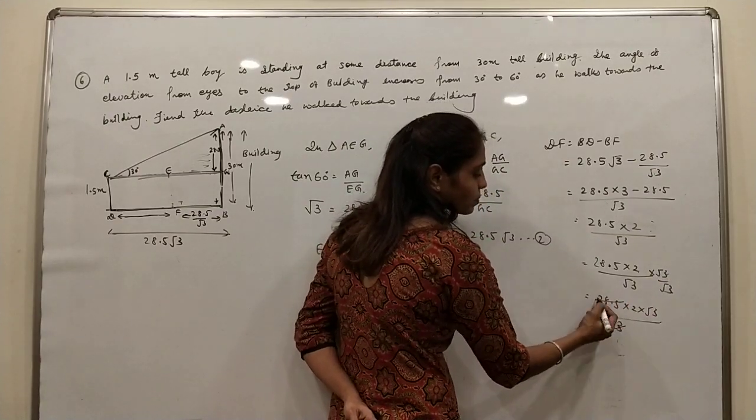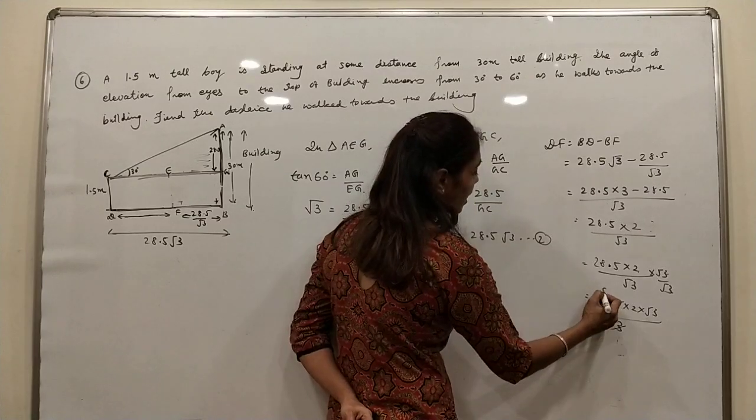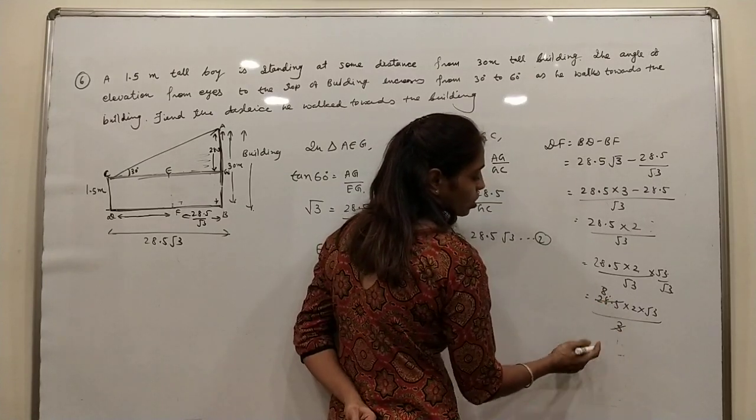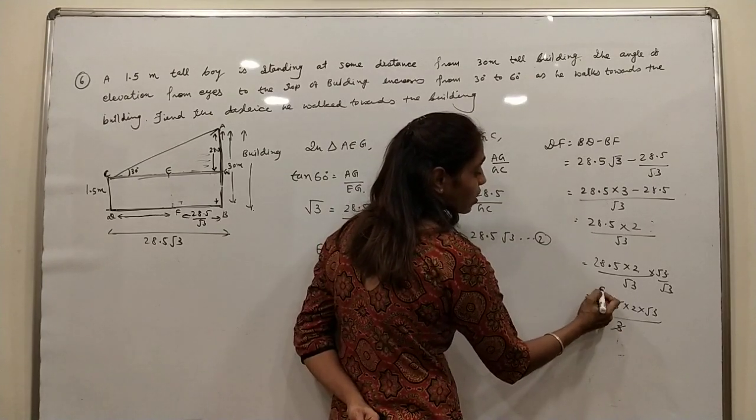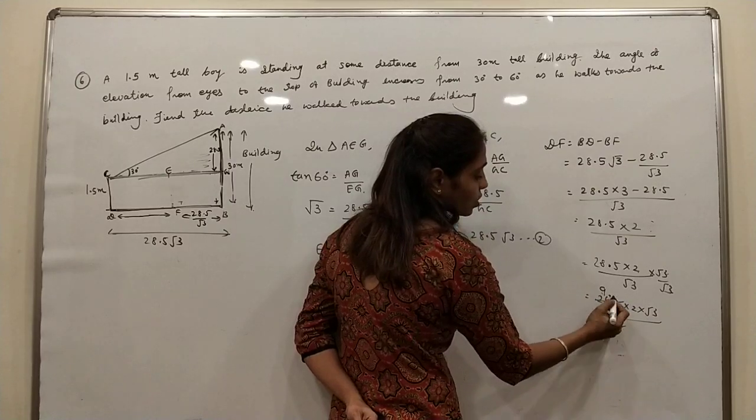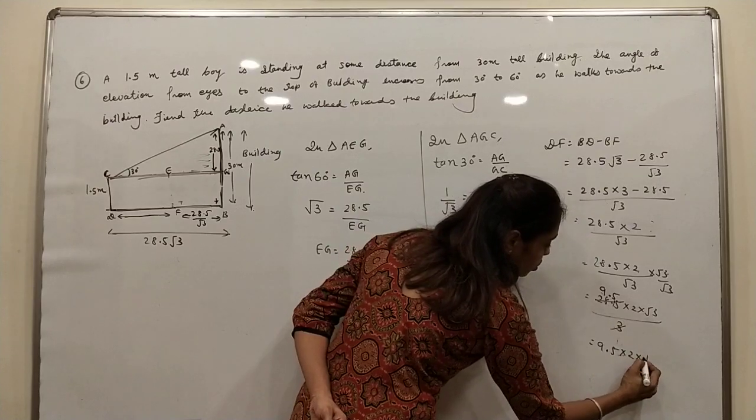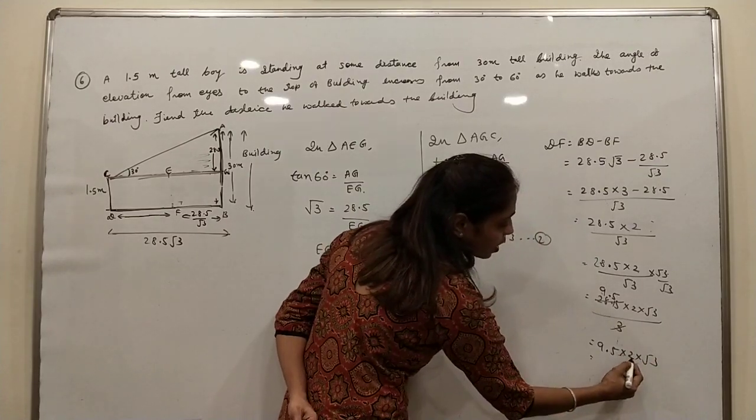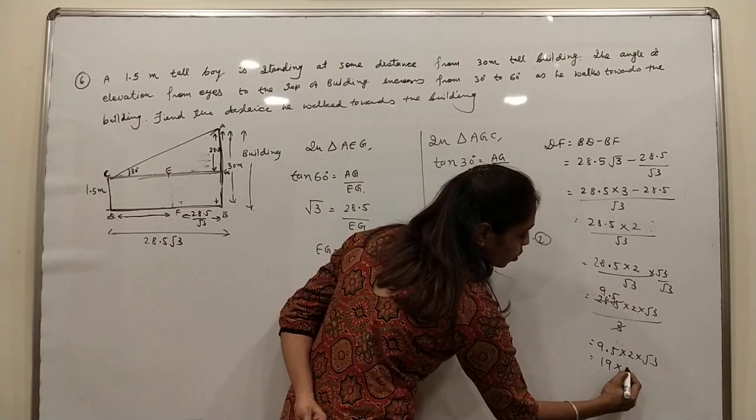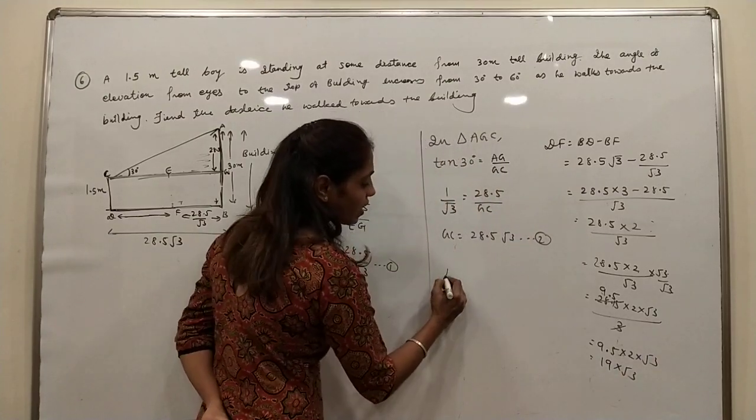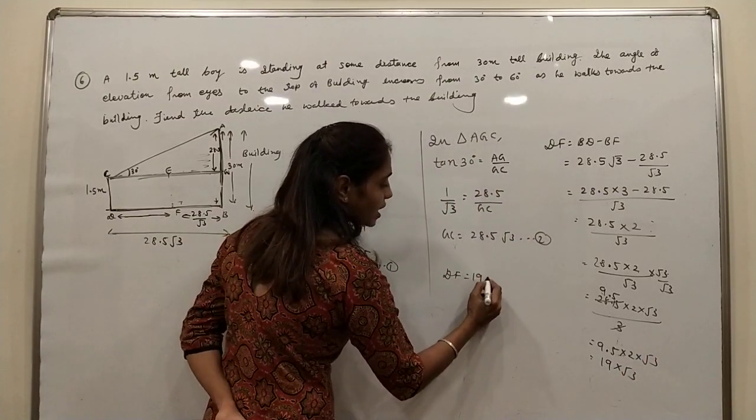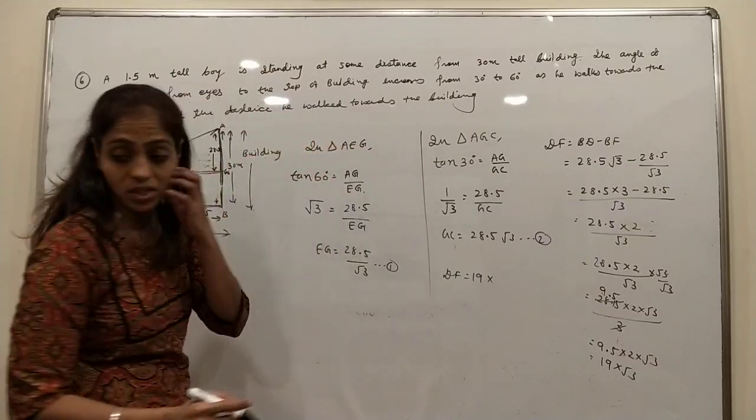Root 3 times root 3 is 3, so 3 cancels. 3 eights are 24, 3 nines are 27, 0.35 are 9.5. So 9.5 into 2 into root 3, so 19 into root 3. So DF is 19 into root 3, but root 3 is not given.